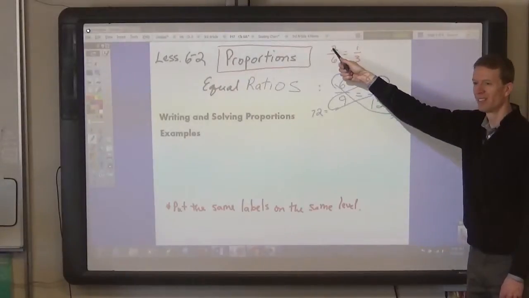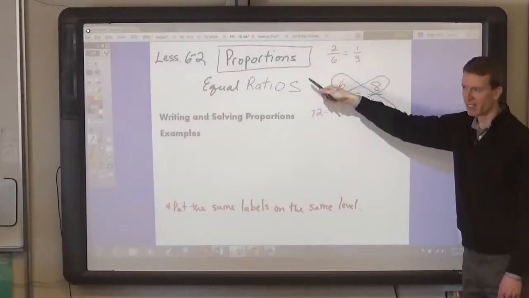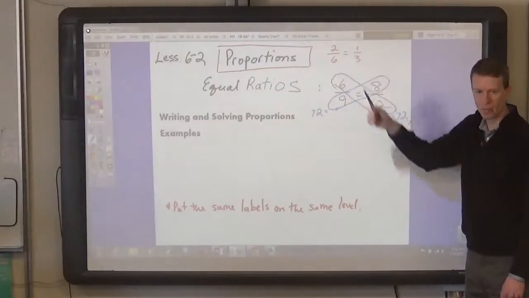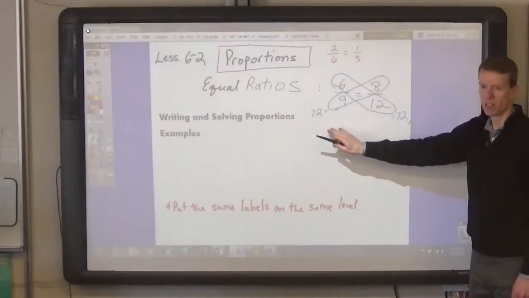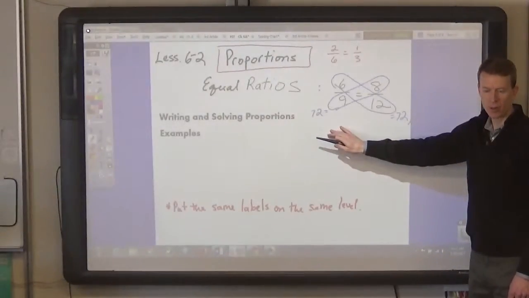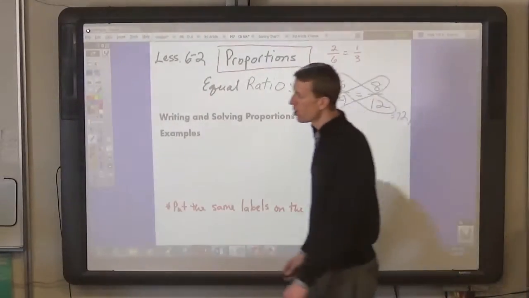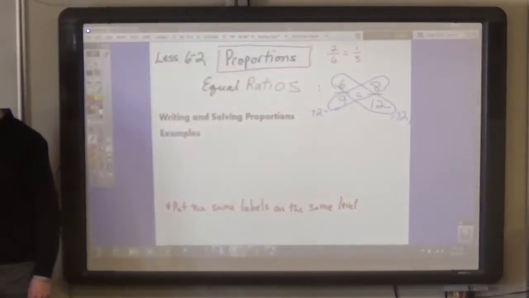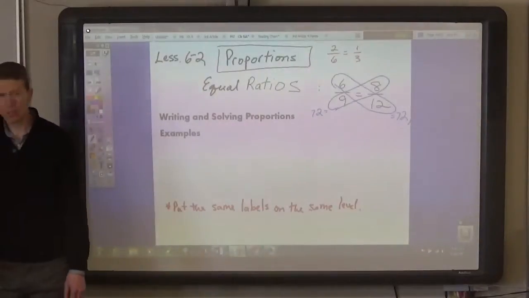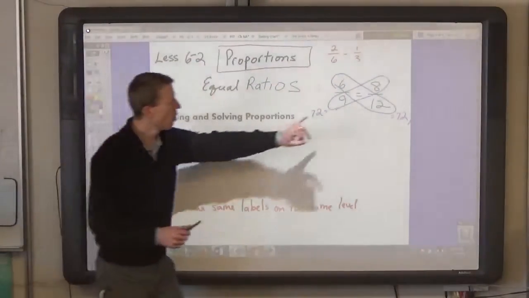Look at this. 2 times 3 is 6. 1 times 6 is 6. We know that this is a true proportion because of that. That will work for any numbers. If you are trying to write a true proportion, that'll work for any numbers. Okay? So the first part of this lesson is trying to solve a basic true proportion when you're missing one of the numbers.